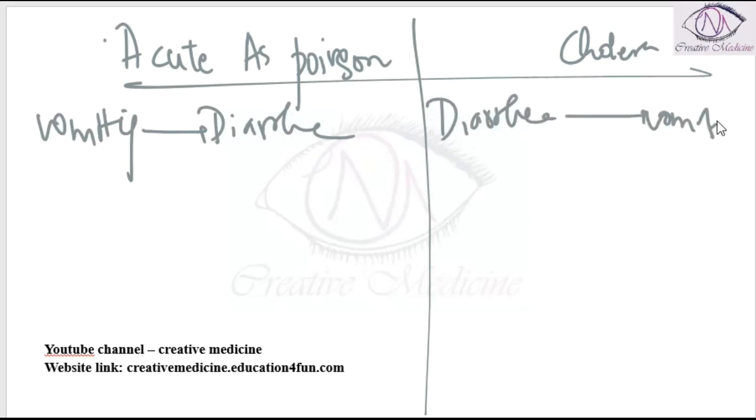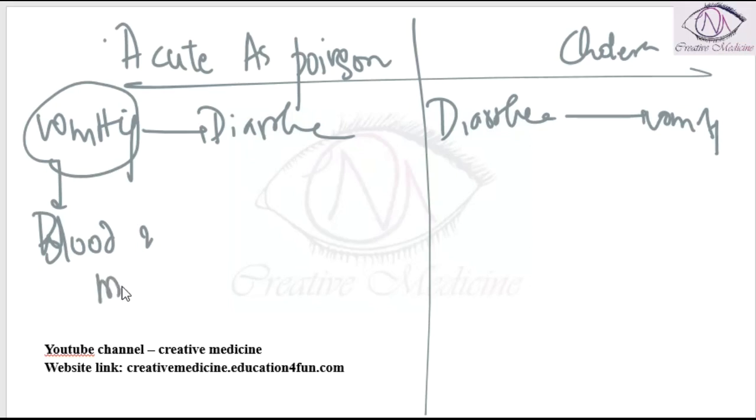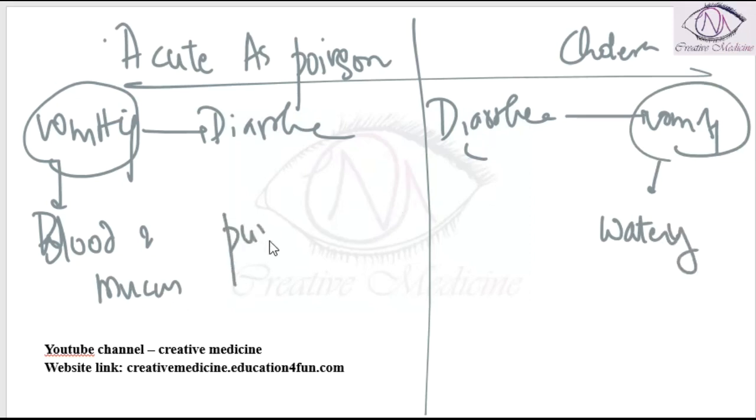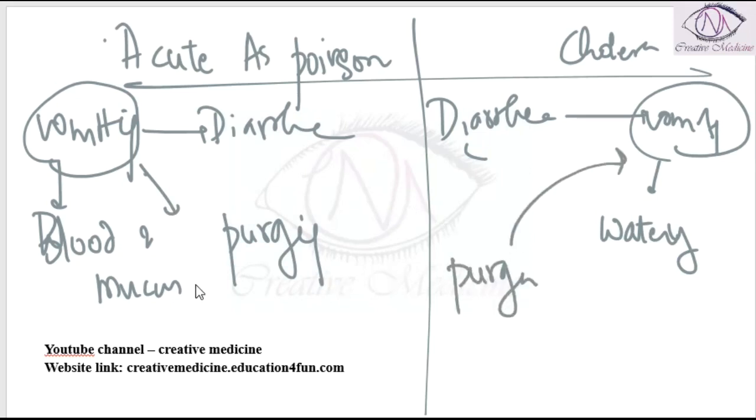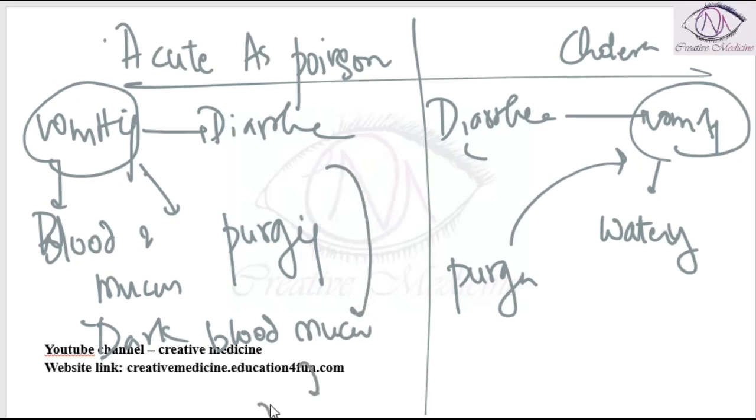Acute arsenic vomiting contains blood and mucus, whereas in cholera, vomiting is watery. In acute arsenic, purging is seen after vomiting, whereas in cholera, purging is seen before vomiting. In acute arsenic, stools are dark, bloody, and mucousy, and later it is rice watery stools. Whereas in cholera, there is no blood, no mucus, only rice watery stools.